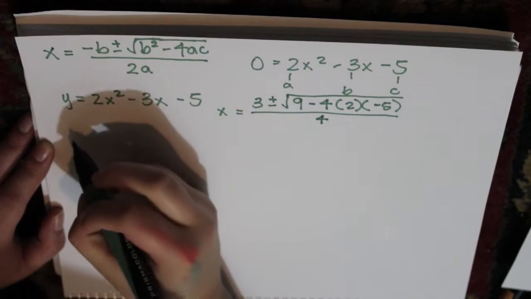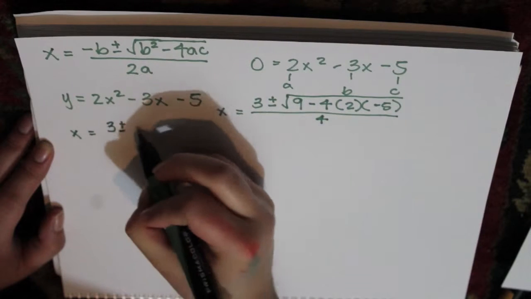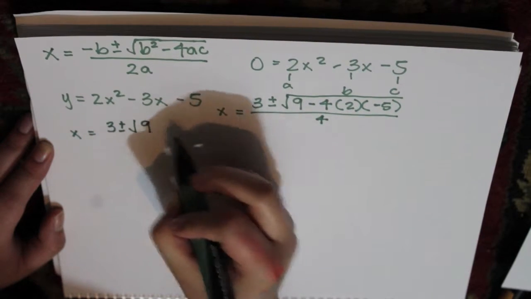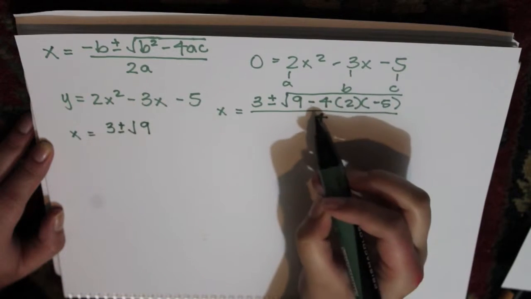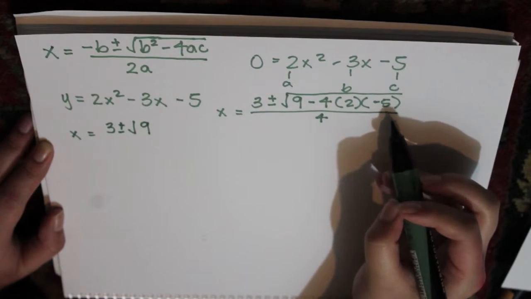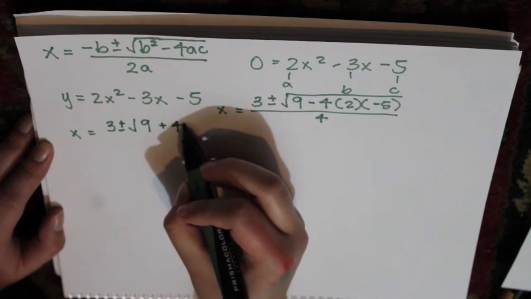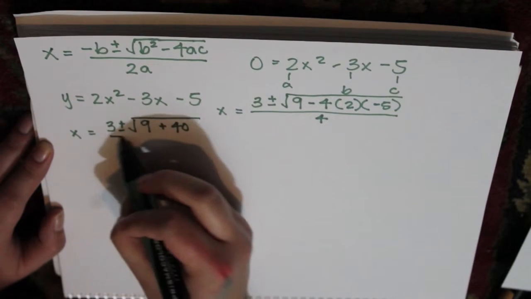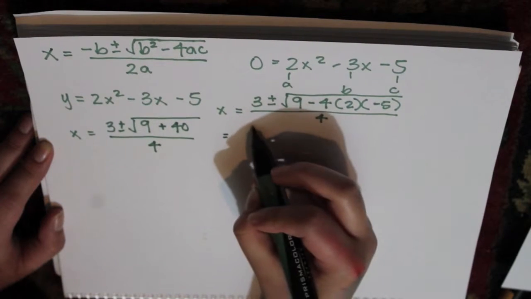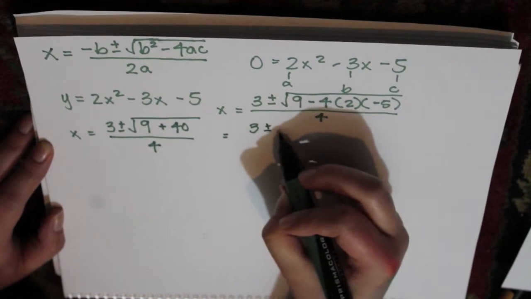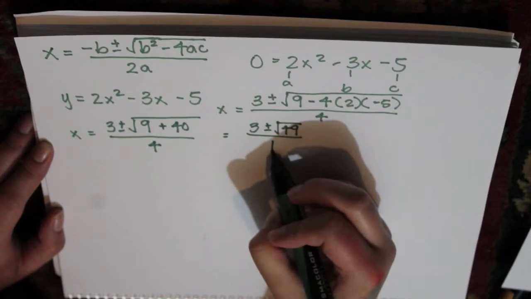Now that we've set it up, we can get to the solving. X equals 3 plus or minus 9 minus 4 times 2 times negative 5, which will equal 40, and it will be a positive 40, so we can change that into plus 40. Radical over 4, which is also equal to 3 plus or minus radical 49 over 4.